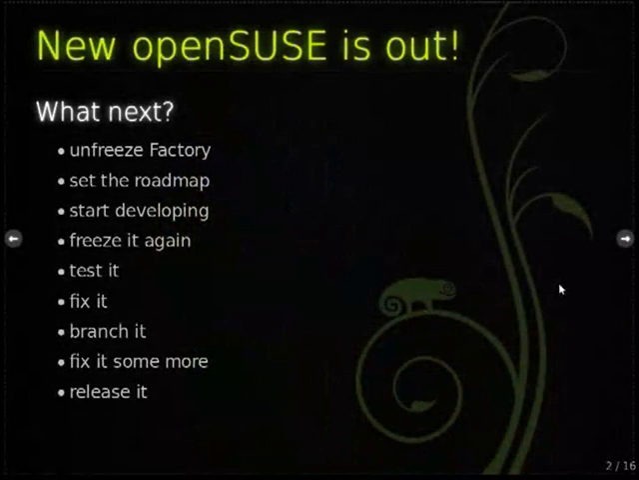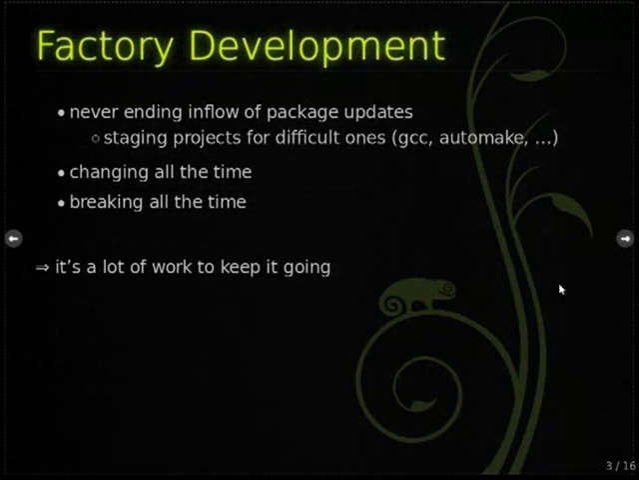And start with developing. When we develop everything, we freeze it again, test it, fix it, branch it, fix it some more, and then we release it. Sounds simple, right? So let's get into some more details. Let's start with that factory development. That's what we are doing right now, still.